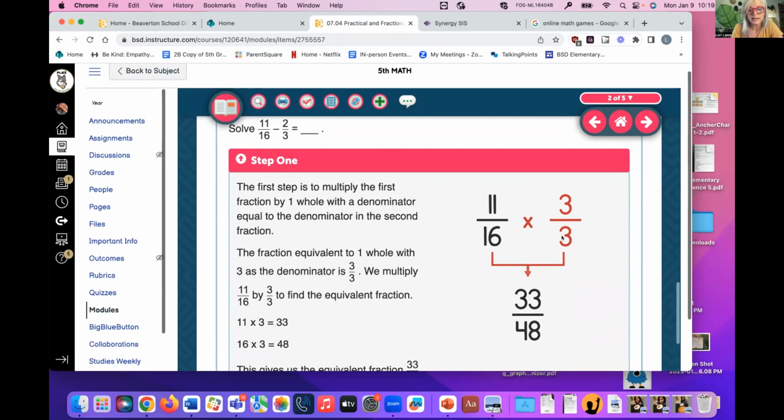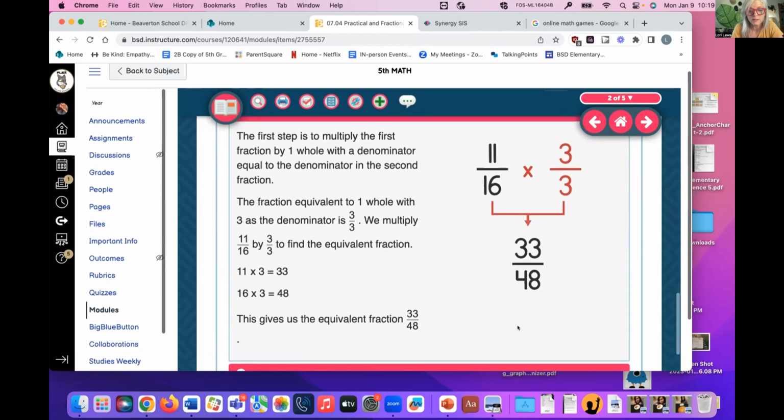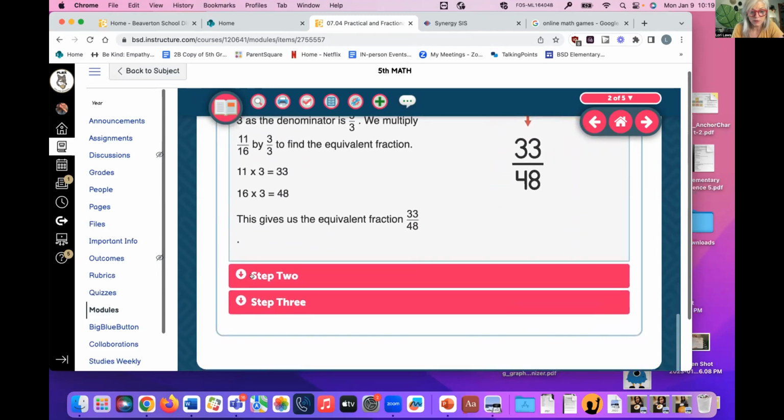So 3 times 16. I can always times my denominators and get a number. So in this case, if I times 3 times 16 on the bottom, I got to do it on the top and turn it into 33/48, which is a really weird fraction, but it works. Now I got to do it to the other number.